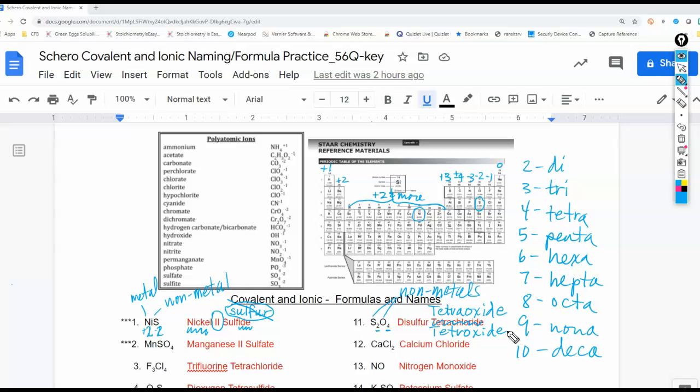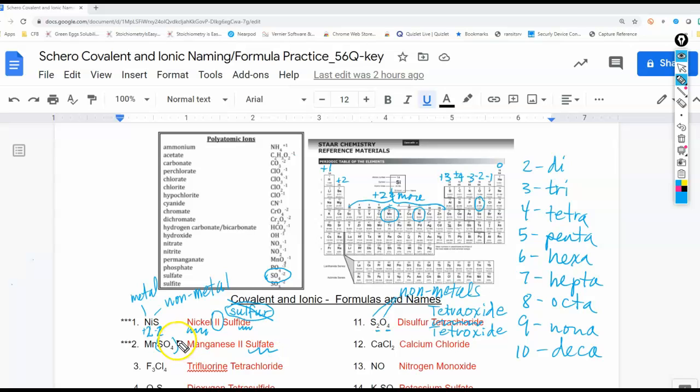Let's look at number 2 and number 12 now. In number 2 and number 12, we again have a metal, and in number 2, a metal with a nonmetal, and we again have a transition metal. So we again have to figure out what is the charge. In figuring that out, I actually have a polyatomic, which is this polyatomic right here, and that's called sulfate.